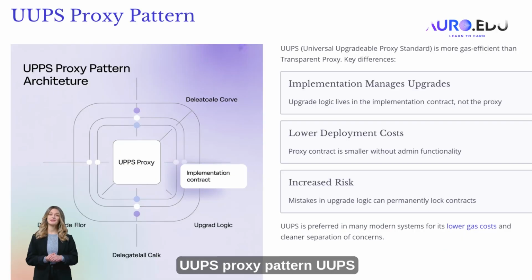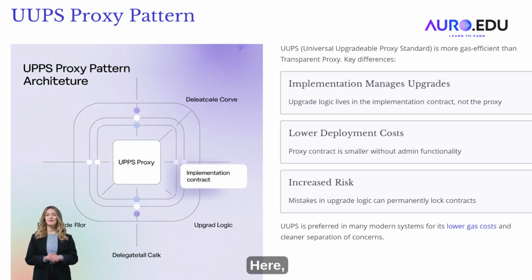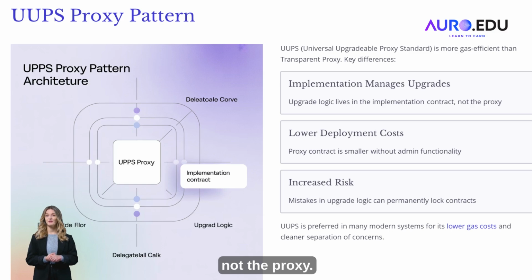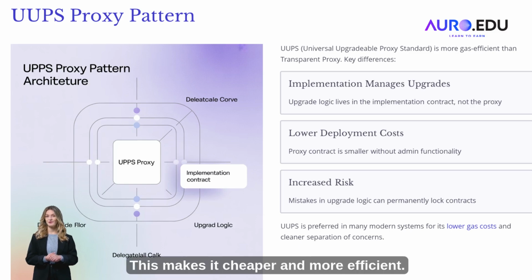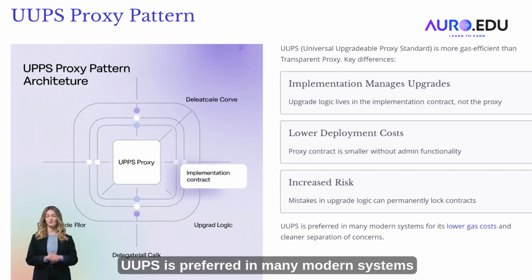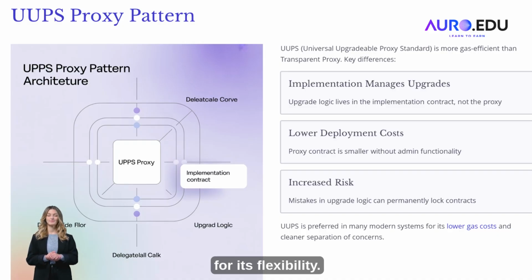UUPS proxy pattern. UUPS is lighter than transparent proxy. Here, the implementation contract manages upgrades, not the proxy. This makes it cheaper and more efficient. But mistakes in upgrade logic can lock contracts permanently. Still, UUPS is preferred in many modern systems for its flexibility.